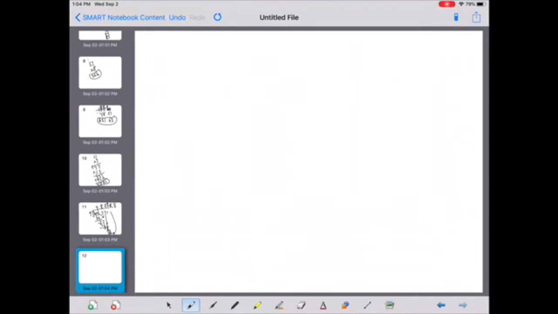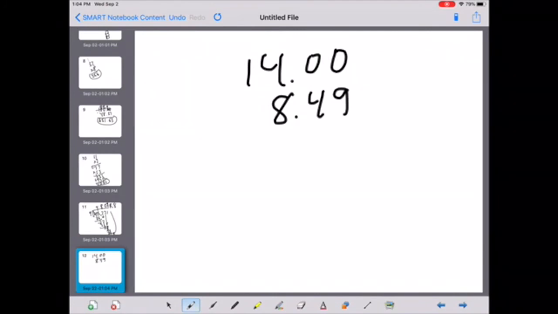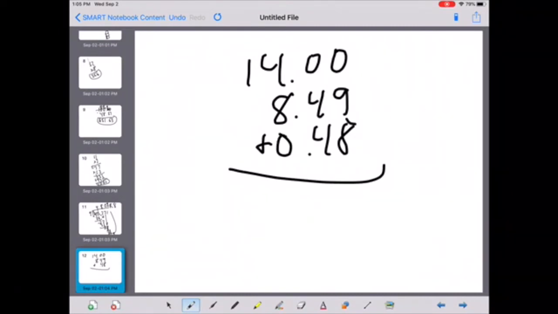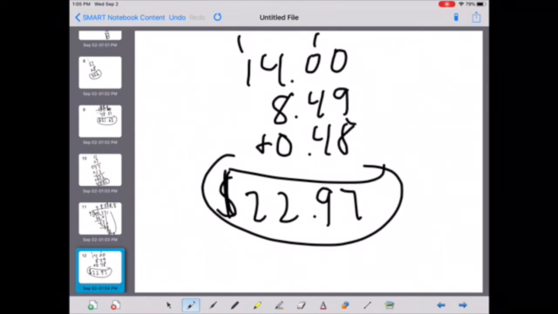Number 24, adding problems, they have them all set up differently. So I have $14. I have $8.49, and I have just 48 cents. So we got it all set up right, having to add the 2 zeros and then the decimal point for the bottom 0 if you want that. Add together is 17, carry the 1, 4, 4, 1 is 9, decimal point straight down. 8 and 4 is 12, carry the 1, 1 and 1 is 2, dollar sign, $22.97.